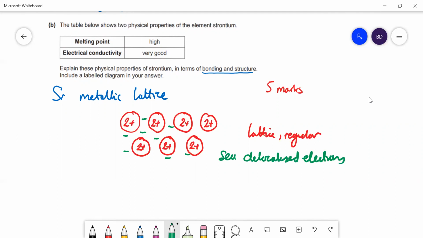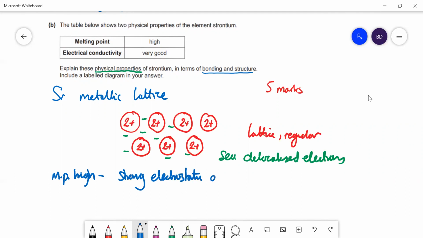Now we've got to relate these to the physical properties. First of all, let's do the melting point. Why is the melting point high? Well, it's because you've got a strong electrostatic attraction between the strontium ions and the delocalized electrons. Okay, so we say that. That's why it's got a high melting point.